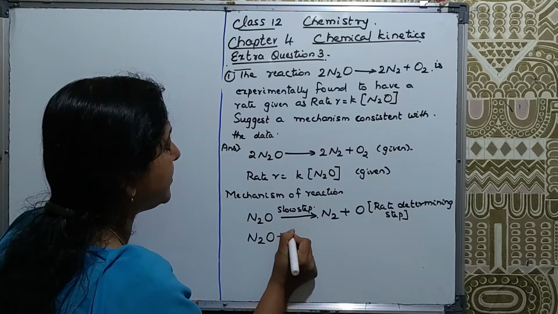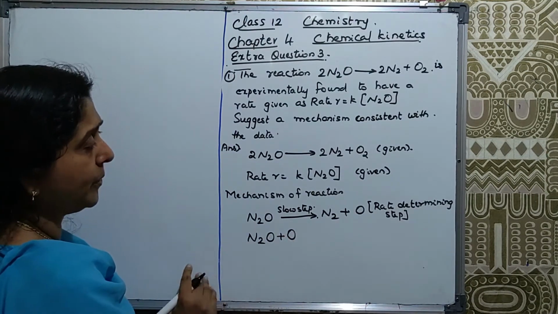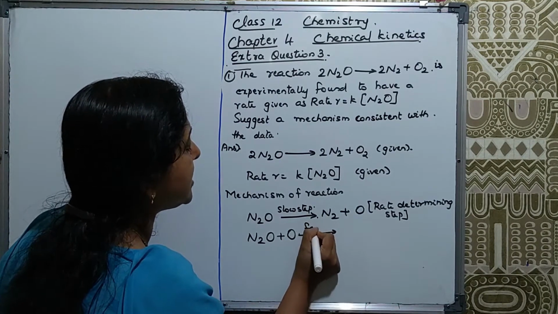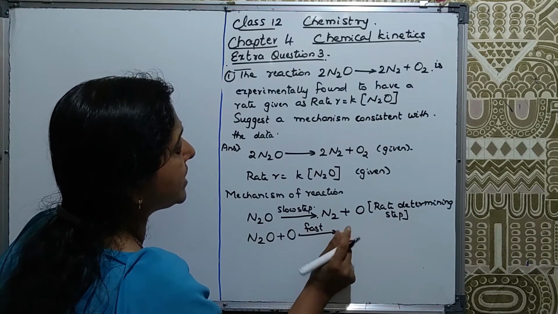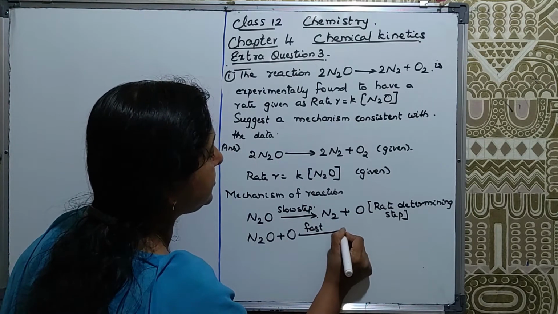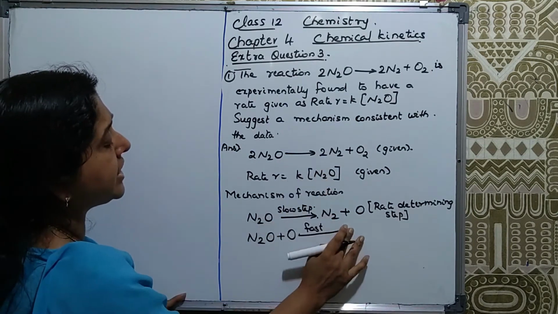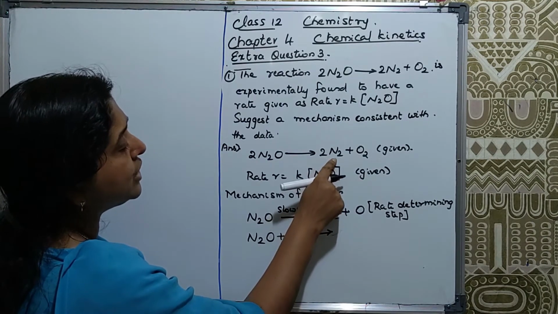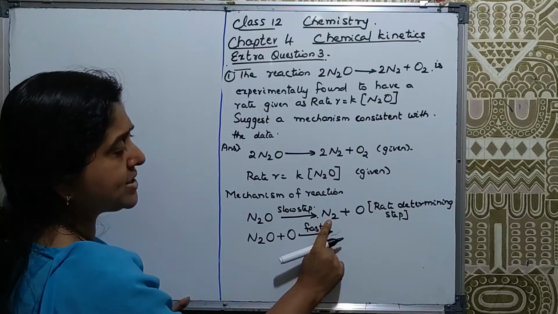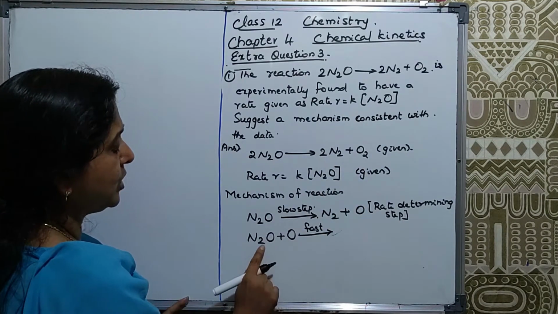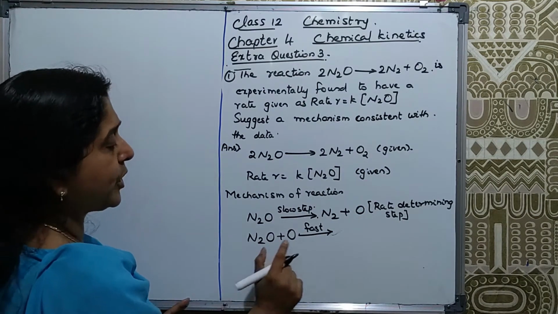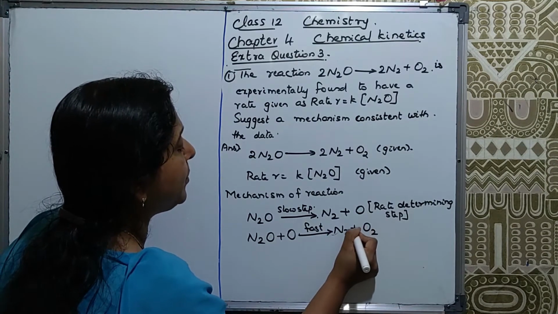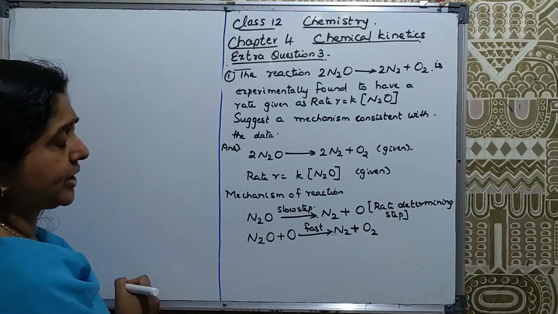So, we'll write that one with the second equation: N2O plus O gives what is the product needed? So, this is a fast reaction actually. Now, what are the products needed here? Products needed are one N2, because already one N2 is there, and the remaining is O2. So, we'll check whether we'll get that product. Yes, we'll get one N2 and one O2 as the two products.